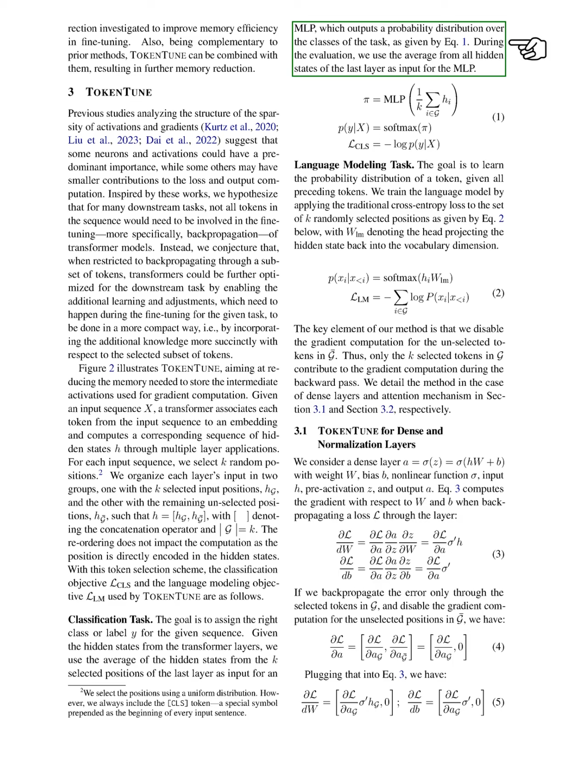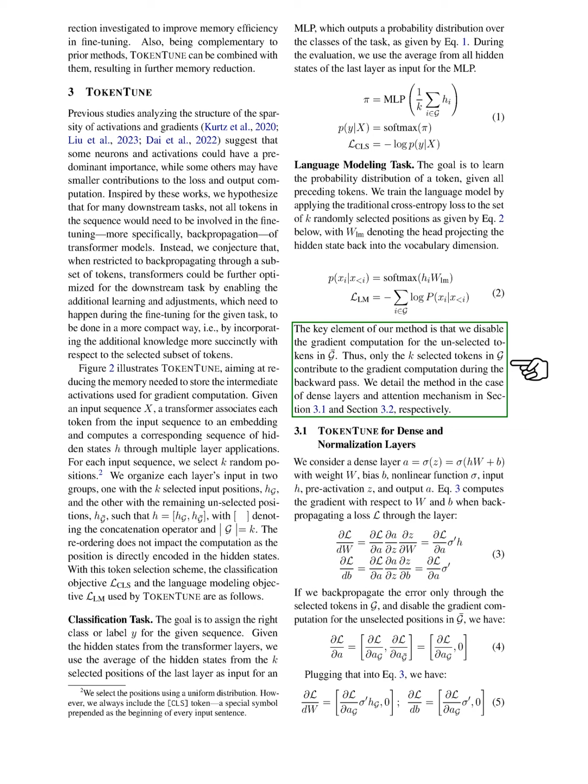Section: Language Modeling Task. In this section, we focus on the language modeling task, where our aim is to learn the probability of a token based on all the tokens that come before it. We train our language model using a standard cross-entropy loss applied to a set of randomly chosen positions. We denote the head that projects the hidden state back into the vocabulary dimension as W_LM. A crucial part of our approach is that we turn off gradient computation for the tokens that are not selected. This means that only the selected tokens contribute to the gradient during the backward pass.